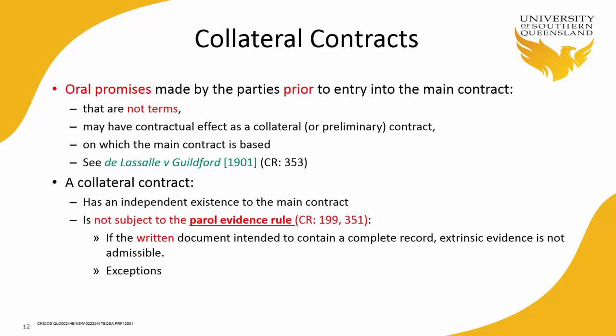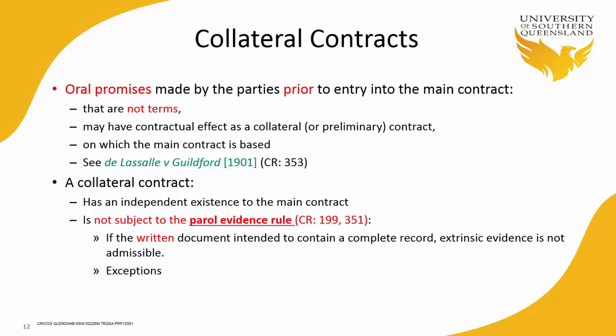Okay, now in order for you to establish that, let's look at page 352 at the bottom, go down 3 lines to the end of the page. So it says, to prove that a collateral term or contract exists, the claimant has to be able to show that the statement was so important to them that but for it they would not have entered into the contract at all.